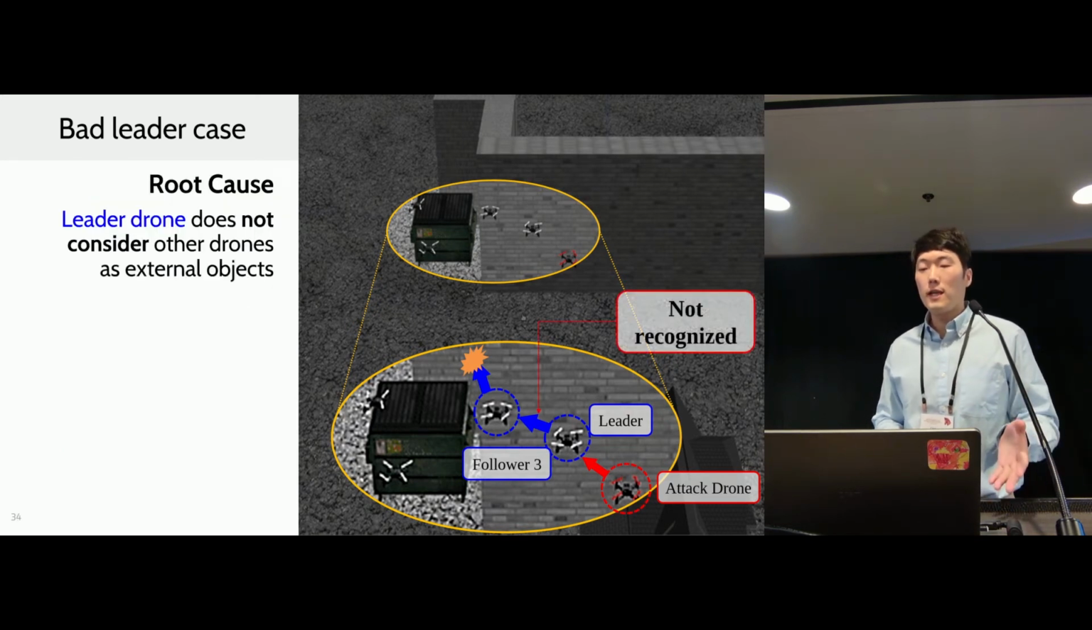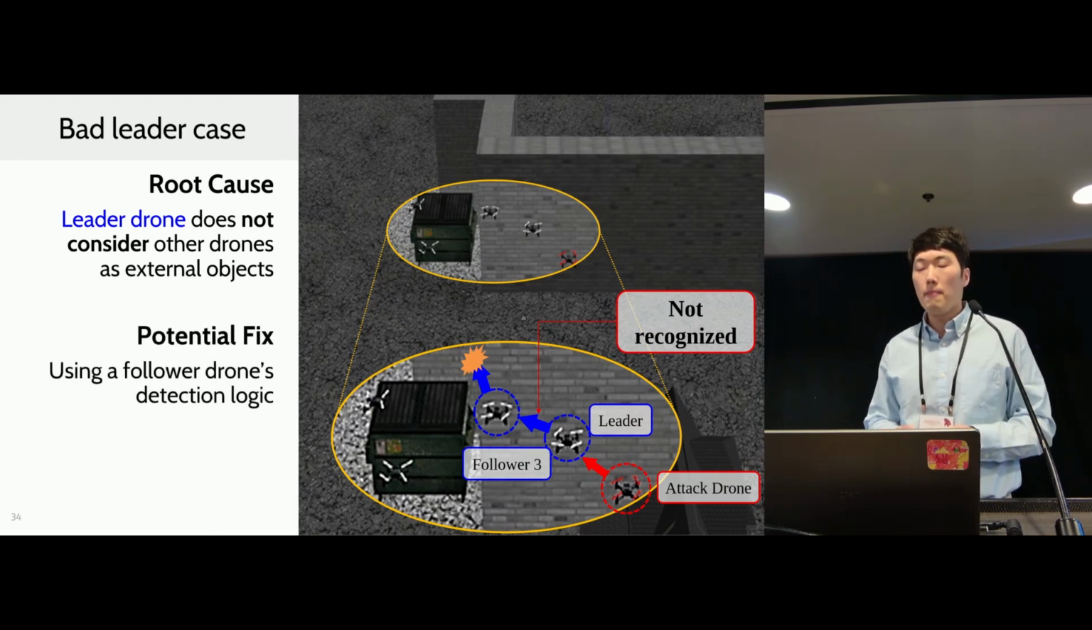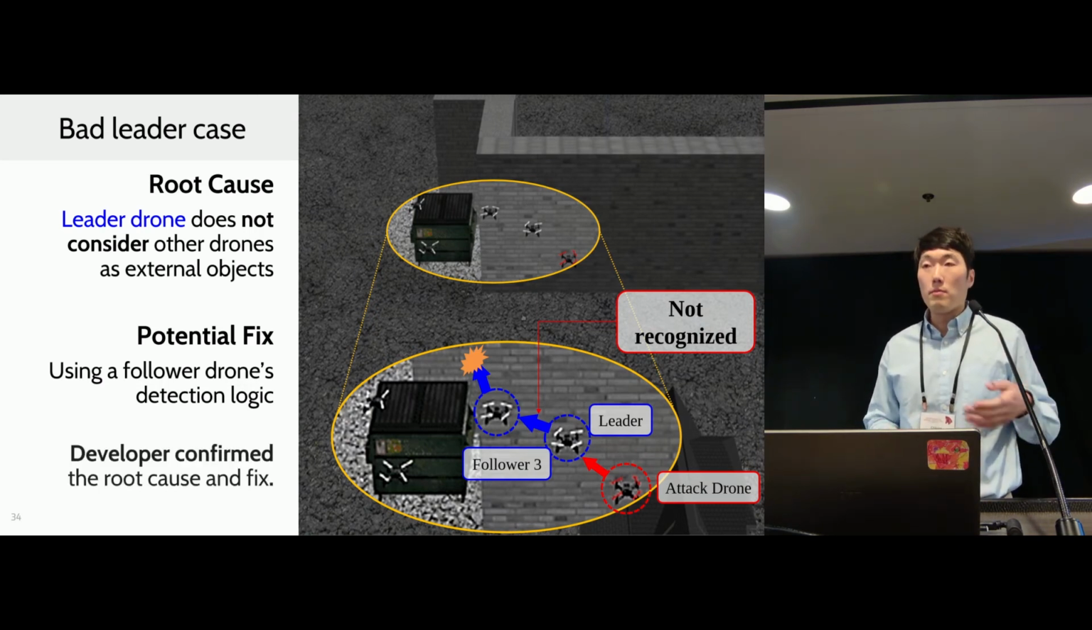The root cause here is that the leader drone does not consider follower 3 as an external object. We manually check the source code and find that there is no code to implement that logic. So to solve this problem, we copy and paste the follower's logic that detects other victim drones, and the developer confirmed the root cause and fix. And more case studies can be found in the paper.